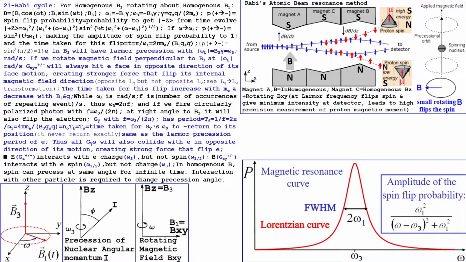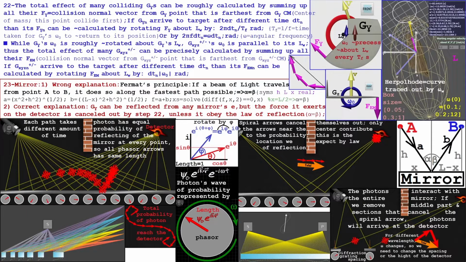As expected, in order to flip the electron, instead of using the rotating magnetic field, we can also fire circularly polarized photons with T sub f, that equals T sub W, at a direction perpendicular to the first external magnetic field. Step 22. Quantum electrodynamics.